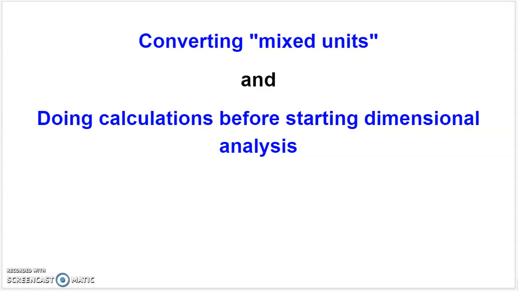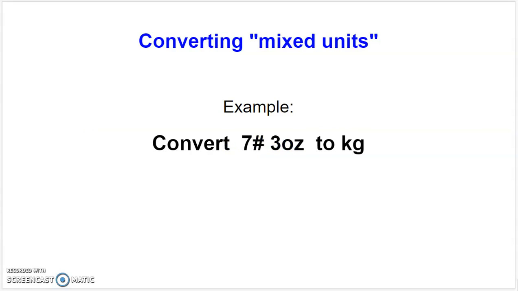In this video, we're going to talk about a couple of things: converting mixed units and then doing some calculations before you start doing dimensional analysis. So what I mean by mixed units is something like convert 7 pounds 3 ounces to kilograms. So that 7 pounds 3 ounces is a mixed unit.